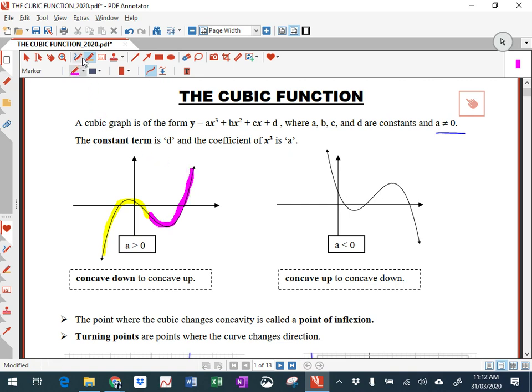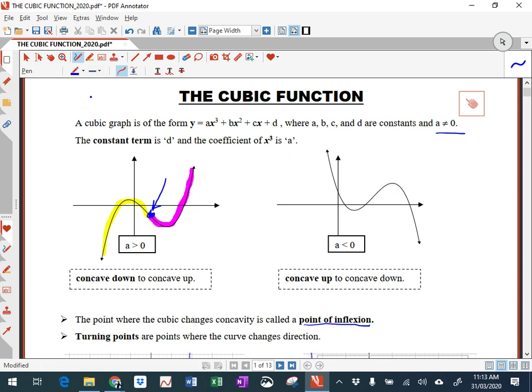Now, importantly, there's a point called the point of inflection. The point of inflection is around about here. So where it changes from concave down to concave up, that is called a point of inflection. So that's how it's said there, point of inflection.